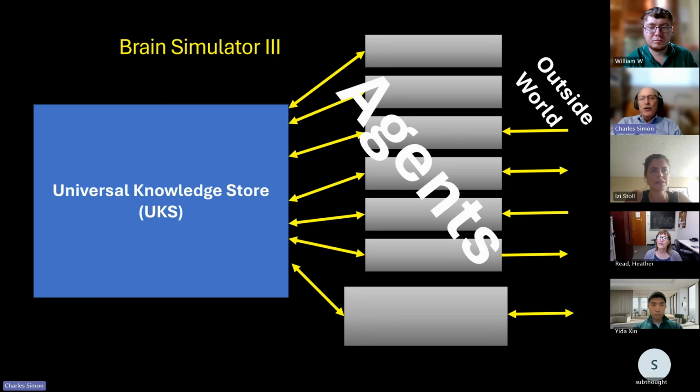So what's in Brain Simulator 3? First, there's this major component of storage, which is the Universal Knowledge Store, or UKS. Then there are a whole suite of agents, and you can add new agents to do things. Some of them talk only to the UKS, and some of them also talk to the outside world. So I'll be talking about what the UKS does, what the agents are that we currently have, and what we are doing to move forward with them.